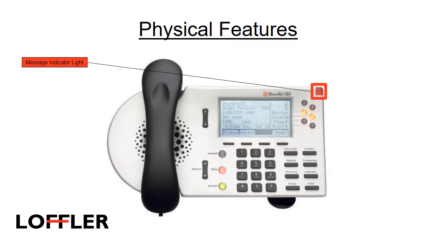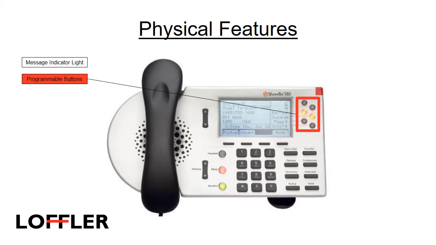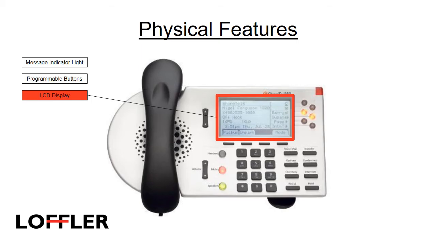We will start by going over the physical features of the phone. The message indicator light blinks red when you have a new message or when you have an incoming call. It will stay solid red when you are on the line. The programmable buttons down the side of the screen can be used for incoming lines, speed dials, or other telephony functions. The LCD display shows your name, extension, the date, and time. It also shows soft key functions and will show caller ID when you have an incoming call.